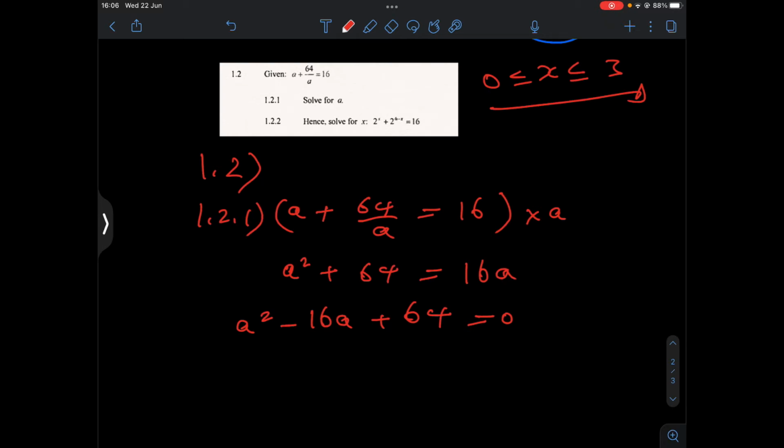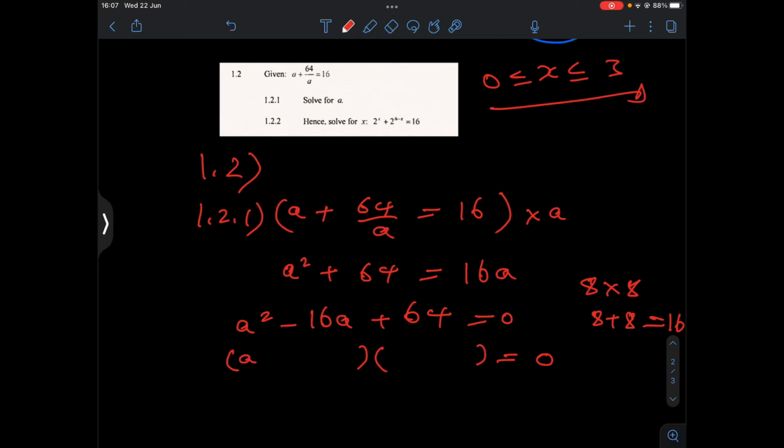That is 8 times 8, and 8 plus 8 gives us 16. So we can solve by factorizing here. The factors of 64 are 8 times 8, and 8 plus 8 gives us 16, the middle term there. So to get a negative 16, we'll have to subtract, obviously. Minus 8 minus 8 gives us a negative 16.